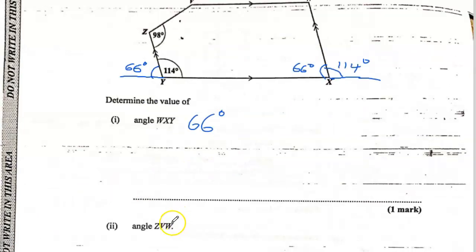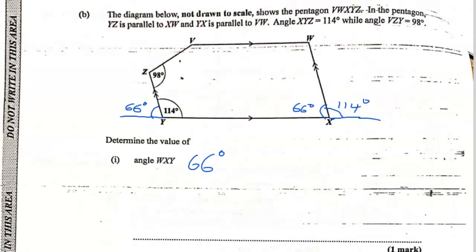Next we are asked to find angle ZVW. Let's go back up to the diagram. ZVW, that's which angle? That's this angle. Of course, calculate this angle first. Note if I extend this line, notice VW is parallel to YX. So if I extend this line, this angle is 66 degrees. We have alternate angles, and this angle of course will be 114.